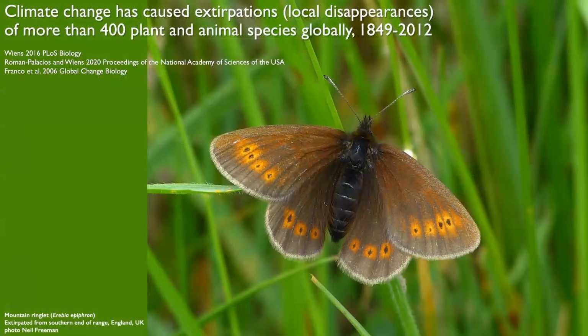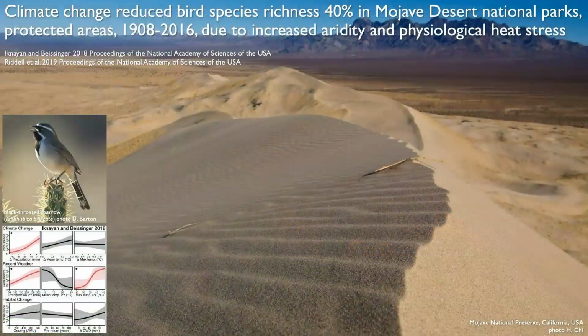Okay. Climate change has caused the local disappearance, the extirpation of populations of over 400 species, including the mountain ringlet in England. Another example of this is the black-throated sparrow and many other arid zone bird species in Mojave National Preserve, Joshua Tree National Park, and Death Valley National Park in Southern California. My colleagues at UC Berkeley have published this research on the loss of bird species in the Mojave Desert ecosystem protected areas.